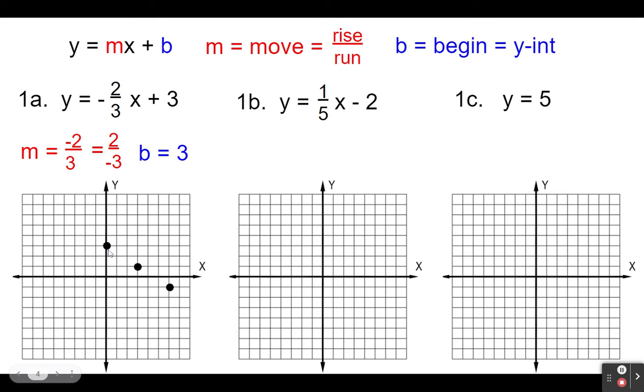We can return to the y-intercept and rise and run with the positive 2, but then that means we have to go negative 3 to the left. And then again, rising and running to the edge of our paper. Use your ruler to connect the points to make a straight line.